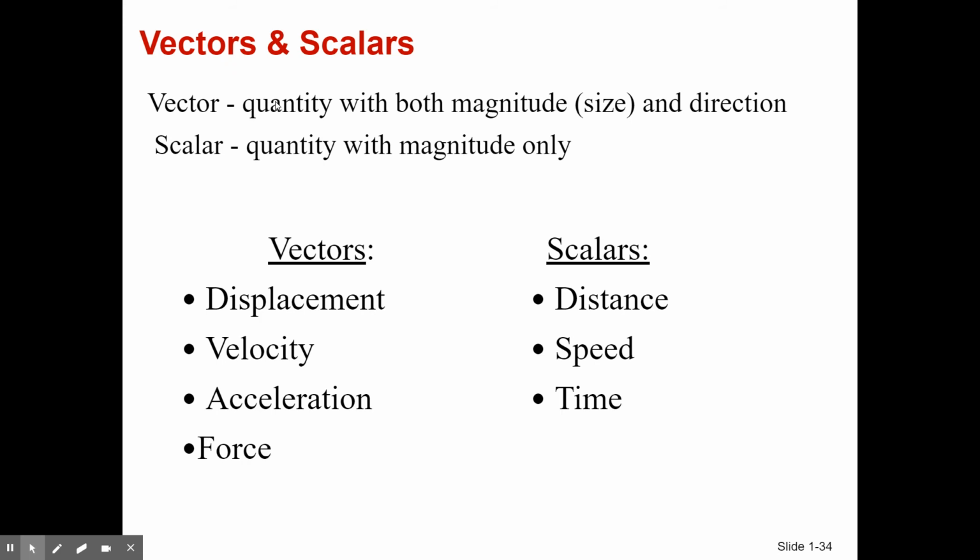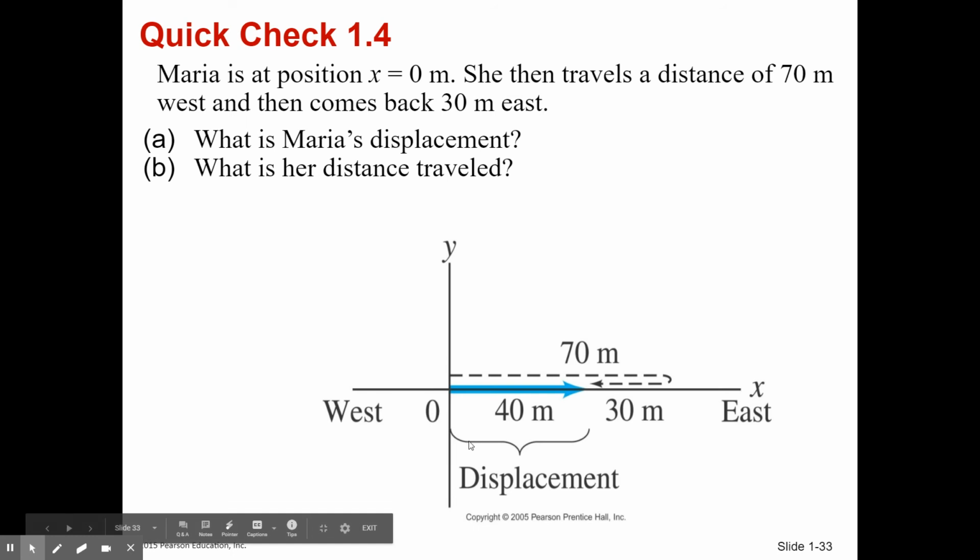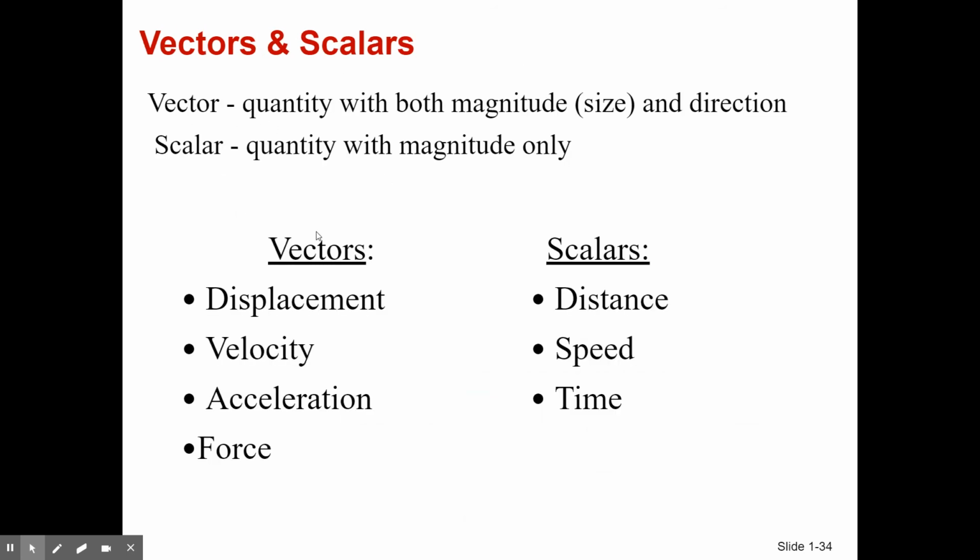Okay, so if I go back to this slide here and I say displacement, I have to have a direction with displacement. Displacement is she was 40 meters from where she started. But for B, we just said her distance traveled was 100. So it didn't matter her direction. So for B, that would be a scalar. And for part A, the displacement, that's a vector because you have to have a direction. All of these are vectors, which means they all require some type of direction. Scalars do not. Distance, speed, and time, it doesn't matter about direction at all. They're just quantities that have magnitude.